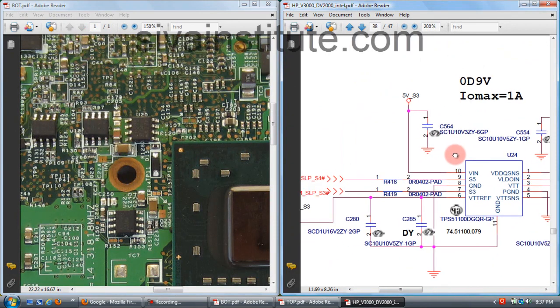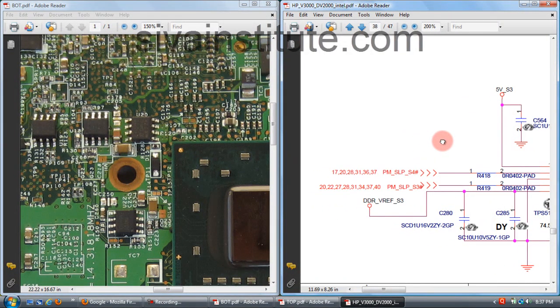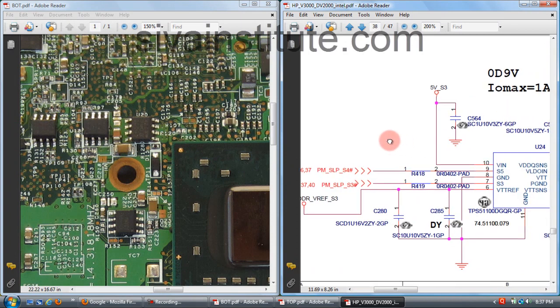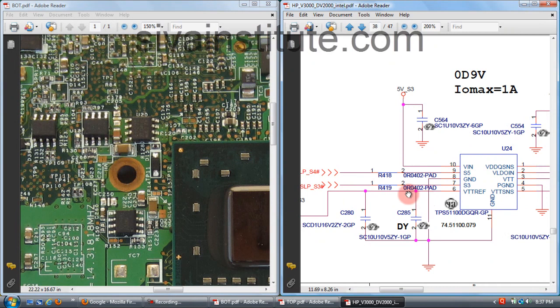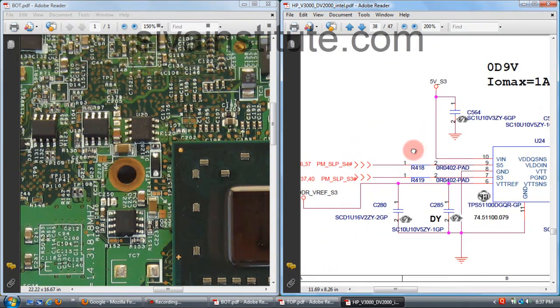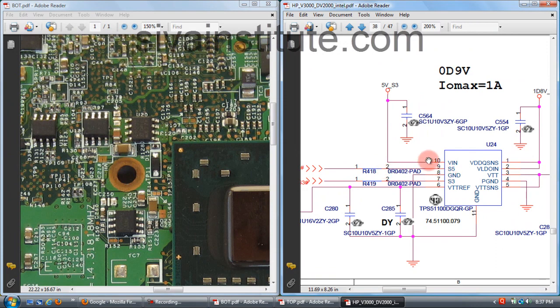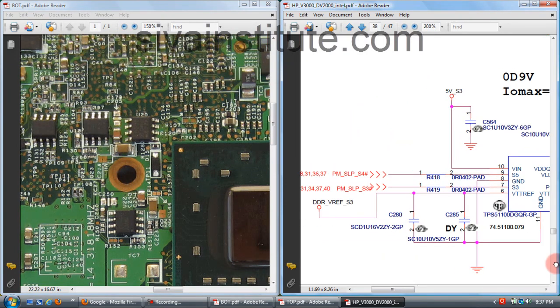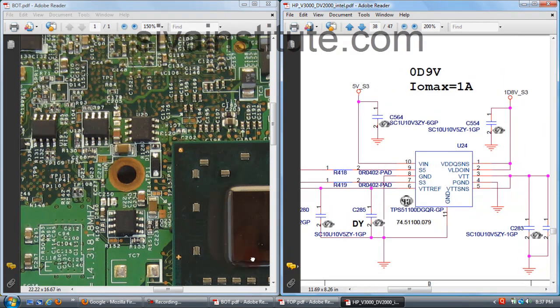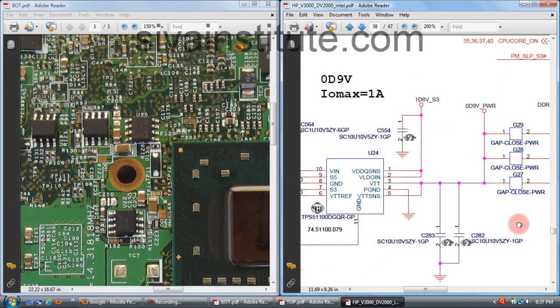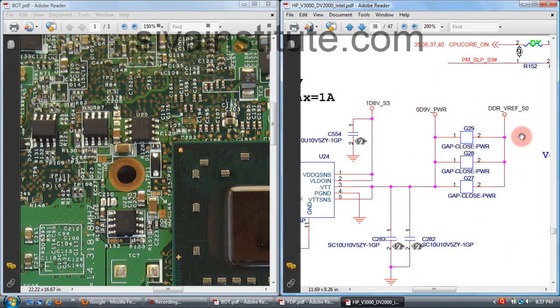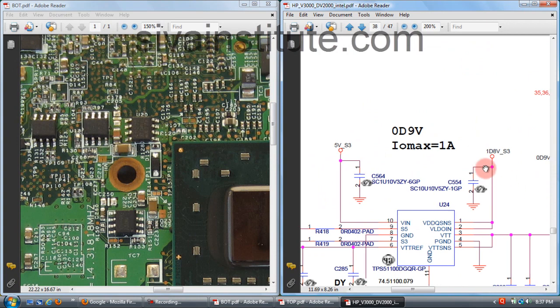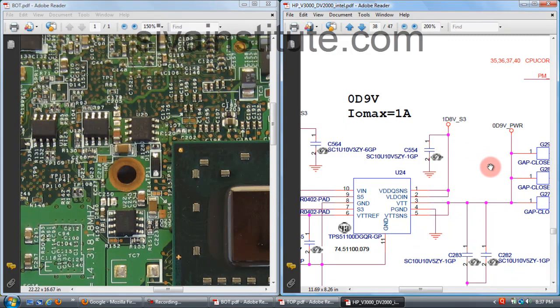And U24, this is termination supply, memory termination supply. S4 command will come to this IC, and after that S3 command also comes to this IC. You should check first the input voltage at pin number 10, and 1.8 volts comes to pins 1 and 2. When you give S3 command to pin number 7, this voltage comes out from pin number 3 and 5. This is 0.9 volts power supply. This voltage goes to termination supply, 0D9 volts, 0.9 volts.